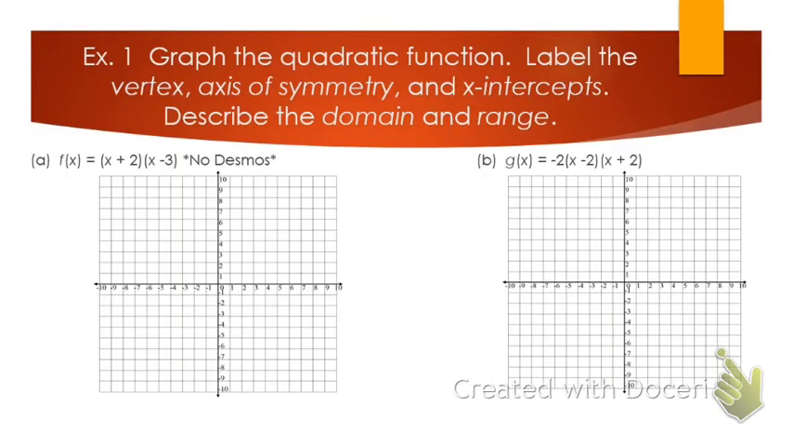Now, example number 1 says, graph the quadratic function, label the vertex, the axis of symmetry, and the x-intercepts, which, whether the directions tell us to or not, we've been doing this. We label our points, we label our axis of symmetry, and then they want us to describe the domain and the range. So we haven't done that since 8.1 and 8.2, so we're going to pull that back in to our lesson today. But what did I write next to letter A?